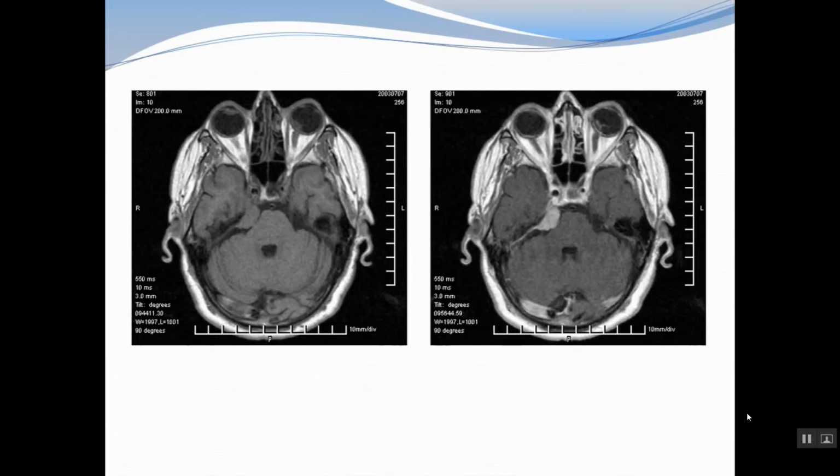Here, this is an isodense lesion in the right tentorium cerebelli or cerebellopontine angle. This is the meningioma.